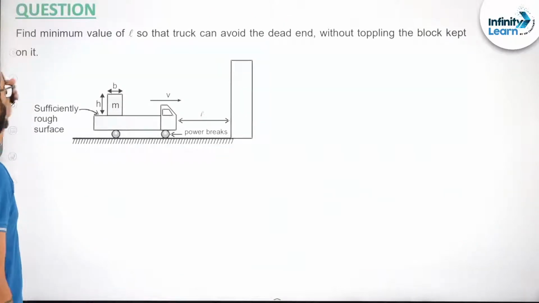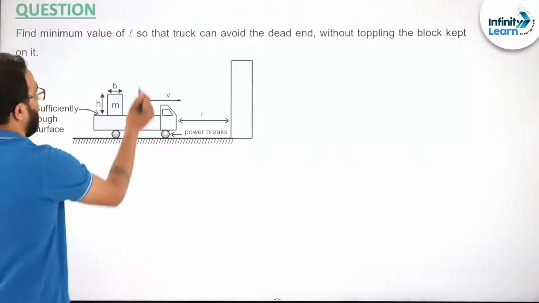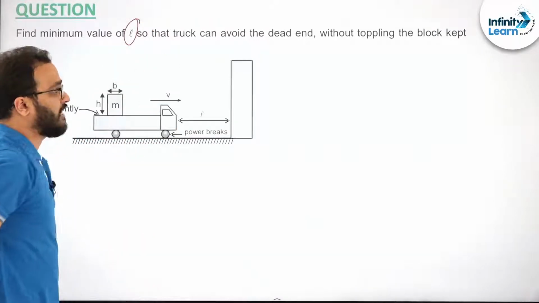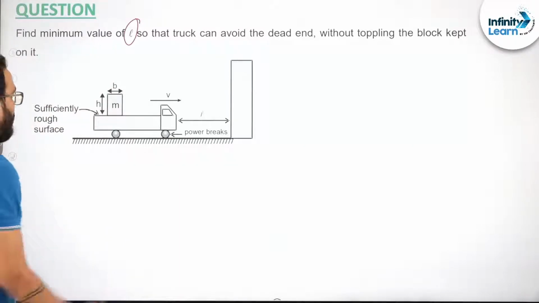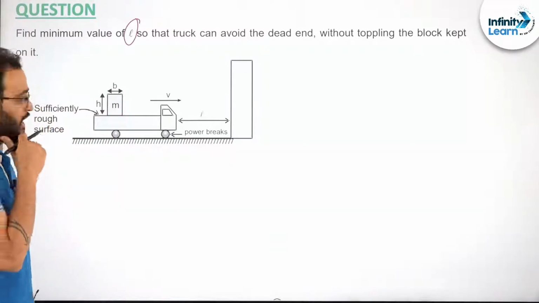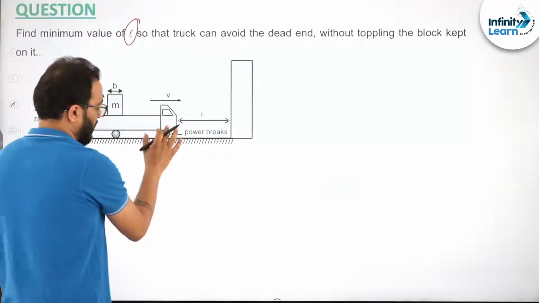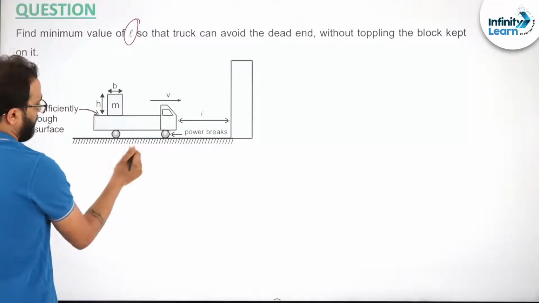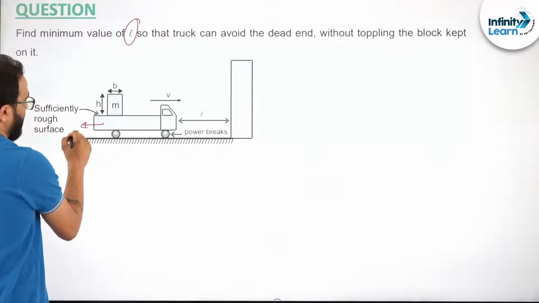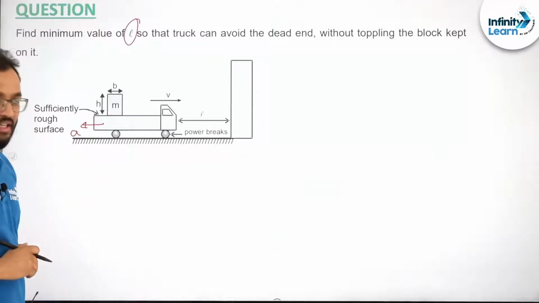So remember this condition. Let's do a simple question here. This is the question we can see. Find the minimum value of L so that the truck can avoid the dead end without toppling the block kept on it. So this block doesn't have to topple, right? See, for example, for this truck to save itself, it will apply brakes. If it applies brakes, then there will be acceleration in the opposite direction on the truck.